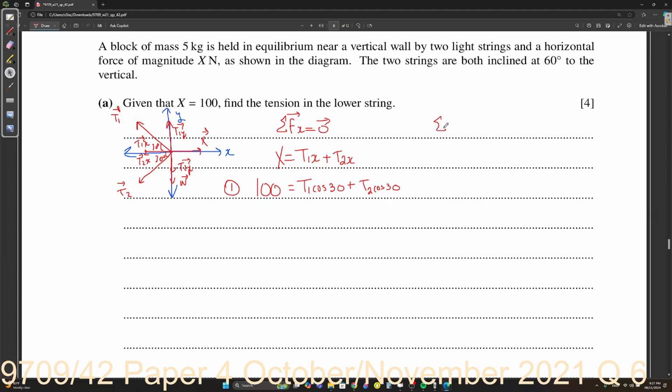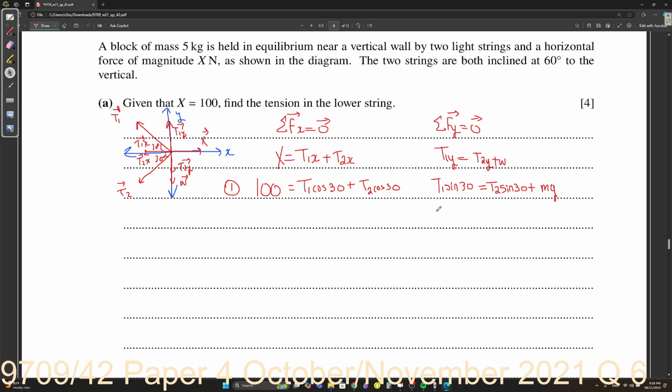Our second equation: sigma Fy is equal to 0. So all my vertical forces on top will equal all my vertical forces on the bottom. T1y is equal to T2y plus W. T1y is T1 sine 30, and T2y is T2 sine 30. Sine, because the angle is with the horizontal, and to find the y component you multiply by the sine of the angle. Plus W, which is equal to mg.